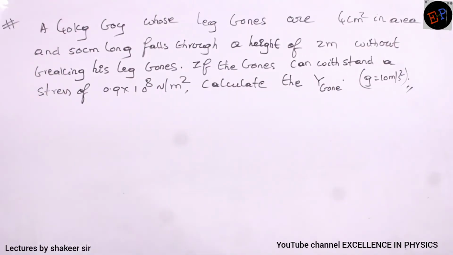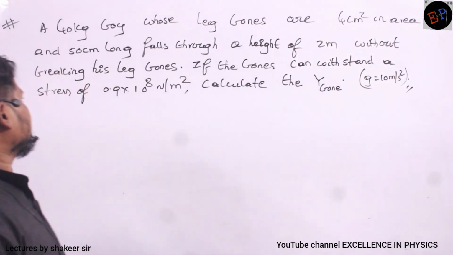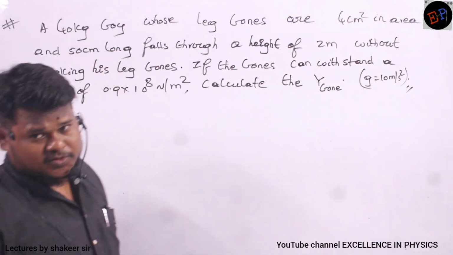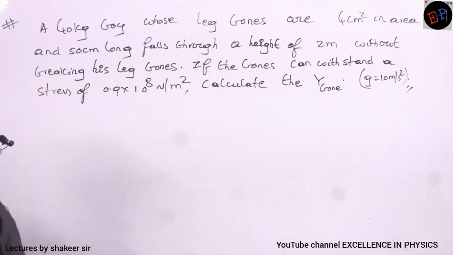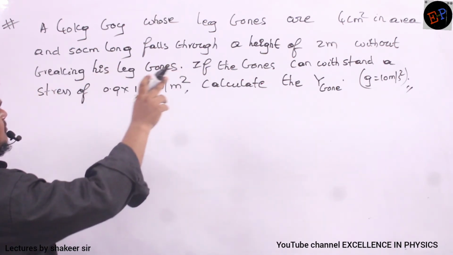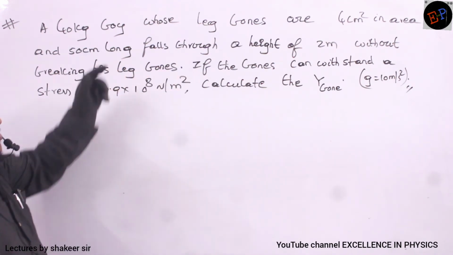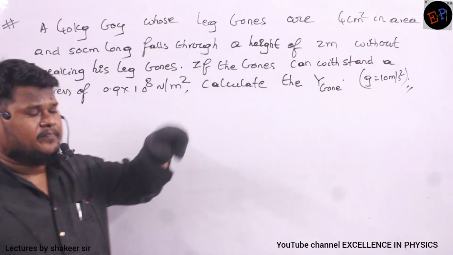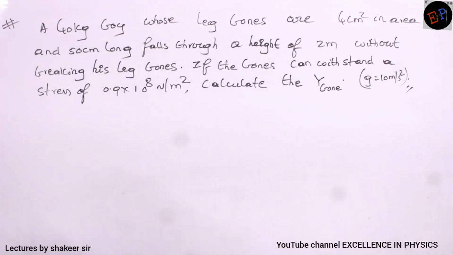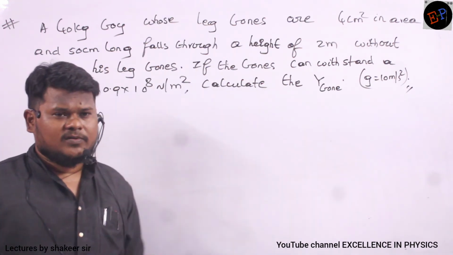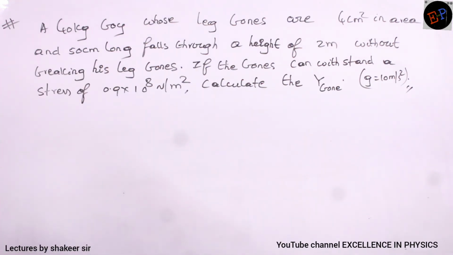So a 40 kg boy whose leg bones are 4 centimeters square in area and 50 centimeters long. Okay, his leg bones will be the thigh bones. So he is discussing the thigh bones now. They are 4 centimeters square in area and 50 centimeters long. And this boy is jumping from a height of 2 meters without breaking his leg bones. So if the bones can withstand a stress of 0.9 into 10 power 8 Newton per meter square, calculate the Young's modulus of the bone. That is the question. Let us see what is happening here.